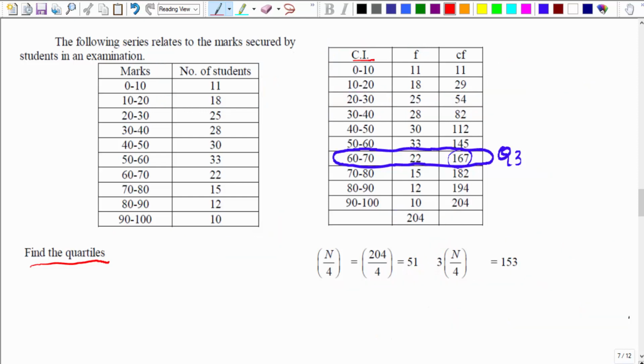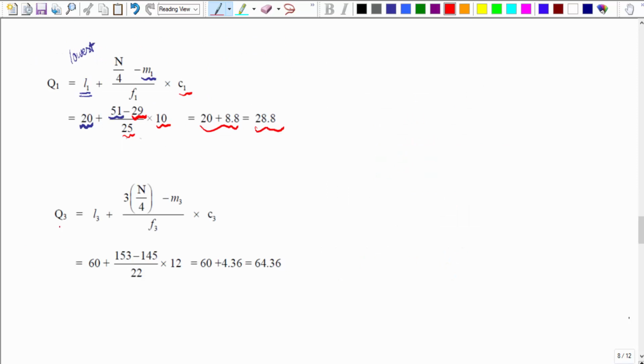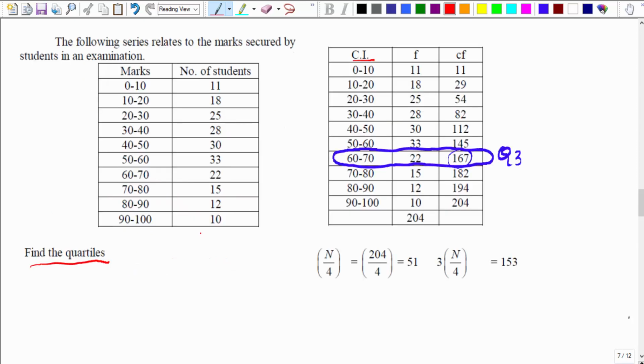What is the formula for quartile 3? The formula for quartile 3 is L3 plus (3 into n by 4 minus m3) divided by f3 multiplied by c3. So what is L3? Let's go back to the respective quartile class. This is quartile class 3. Let me just make it a little legible. So this is the lower limit, I mean this 60 is the lower limit. So we'll call this L3.